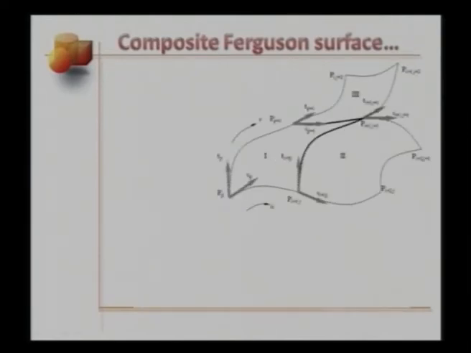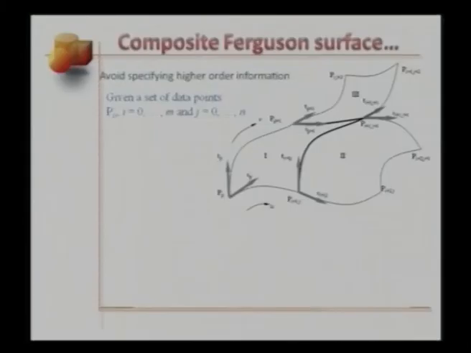The same diagram here. Let's say we want to avoid specifying higher order information. Let's work with a given set of data points, Pij, where index I goes from 0 to m, and index j goes from 0 to n. So, in a sense, all we know are these points. Let's see where this takes us. These are the points that we know, and let's assume that we do not know anything else. The problem is that we require to fit a composite Ferguson surface over these points.